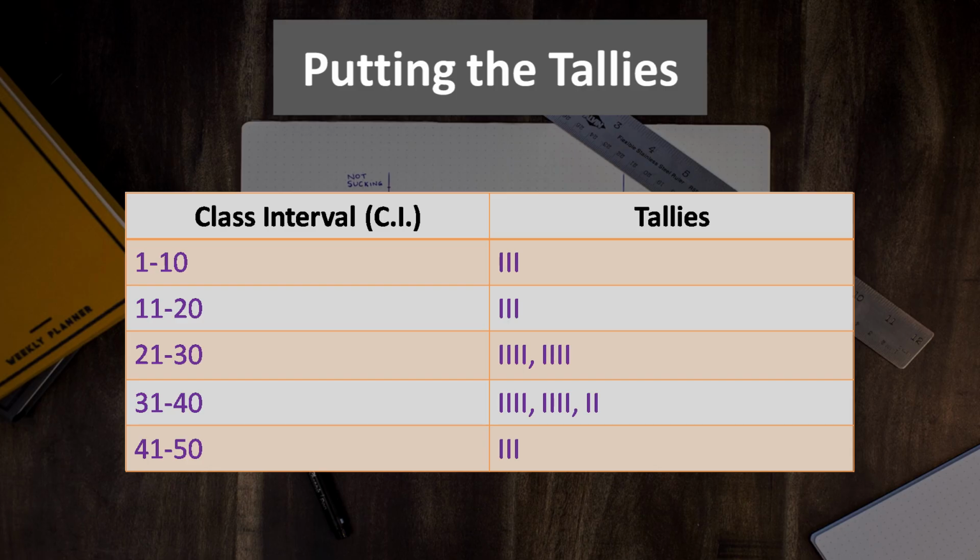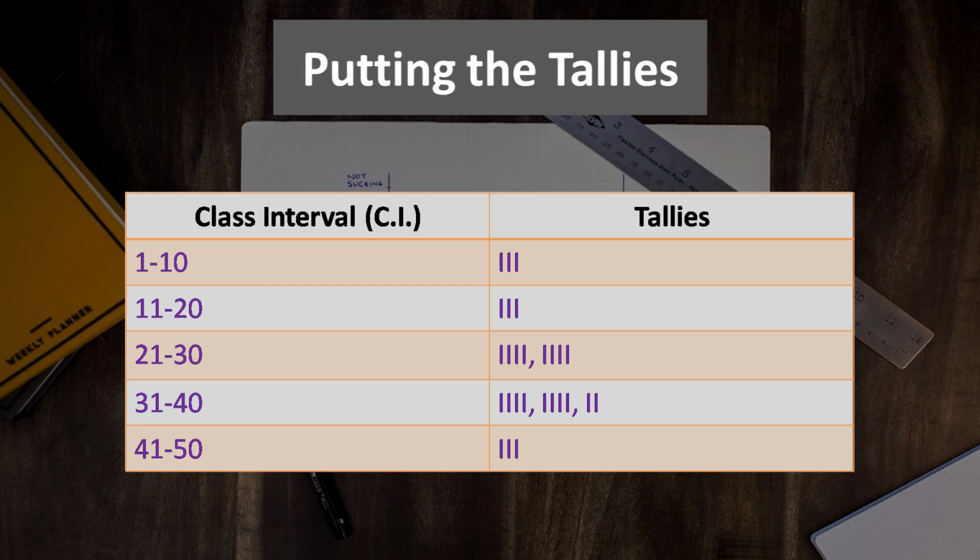Then again in 11 to 20, 3 scores are there. Then 21 to 30, here you see 4, then I have crossed in one tally, that's 5. This is 5 and it is 1, 2, 3, 4. 5 plus 4 is 9. So 9 scores are there between 21 to 30. Then 31 to 40, here it is 5, then again 5, then 2. 5 plus 5 is 10, plus 2, 12. And again from 41 to 50, 3 scores are there.